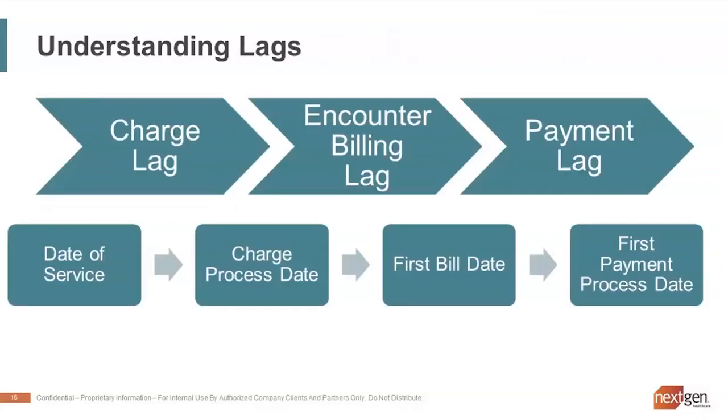And to look at it just a little bit differently with a friendlier visual on the eyes, we can see that each one of our lags picks up after the one that precedes it. So our charge lag starts at that date of service. We follow that through to our charge process date. From there, once we hit that charge process date, that's when we start our encounter billing lag, and that follows it through to our first bill date. And then once we hit that first bill date, that's when we start our payment lag and move on to our payment process date.